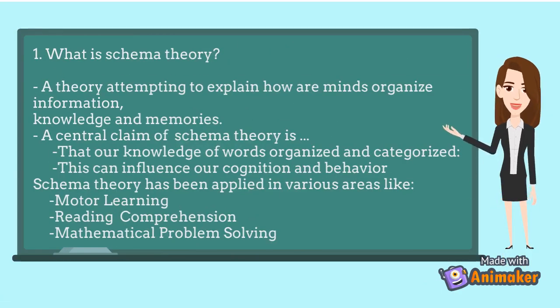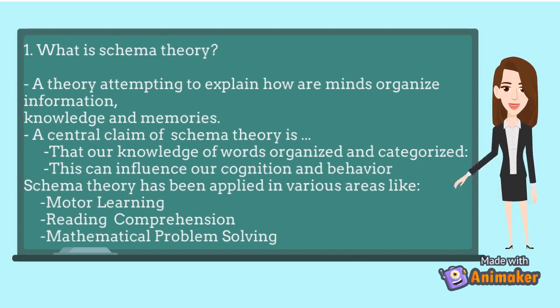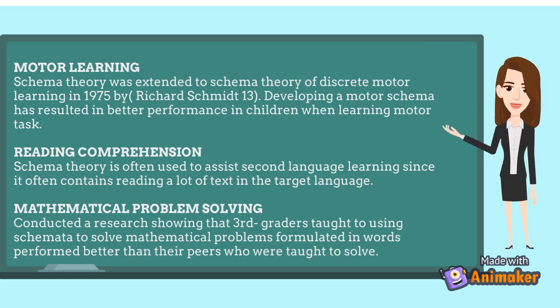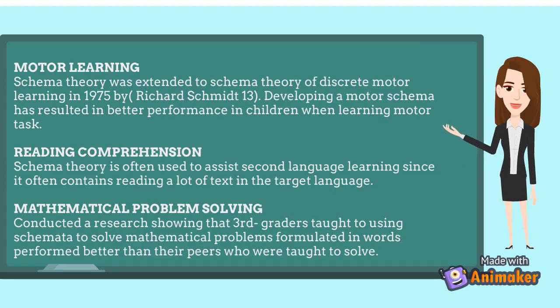1. What is schema theory? A theory attempting to explain how our minds organize information, knowledge and memories. A central claim of schema theory is that our knowledge of the world is organized and categorized. This can influence our cognition and behavior. Schema theory has been applied in various areas like motor learning, reading comprehension, and mathematical problem solving. Schema theory was extended to discrete motor learning in 1975 by Richard Schmidt. Developing a motor schema has resulted in better performance in children when learning a motor task.